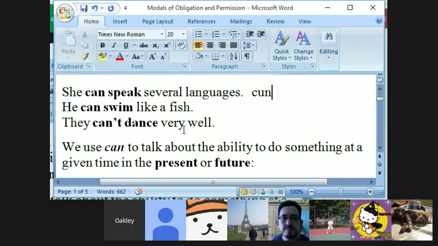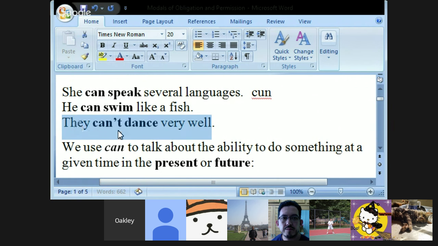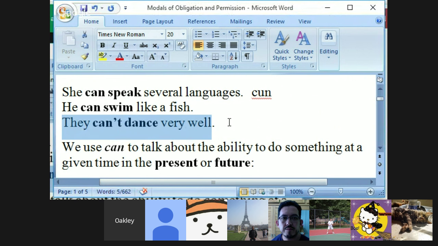As opposed to the negative can't, which is going to have full pronunciation of the A vowel sound, the ah. It's also going to be spoken with a higher pitch. They can't dance very well. So as to draw attention, draw focus, you stress the word. This is so that the listener can differentiate between the overpronounced can't and the very underpronounced can.